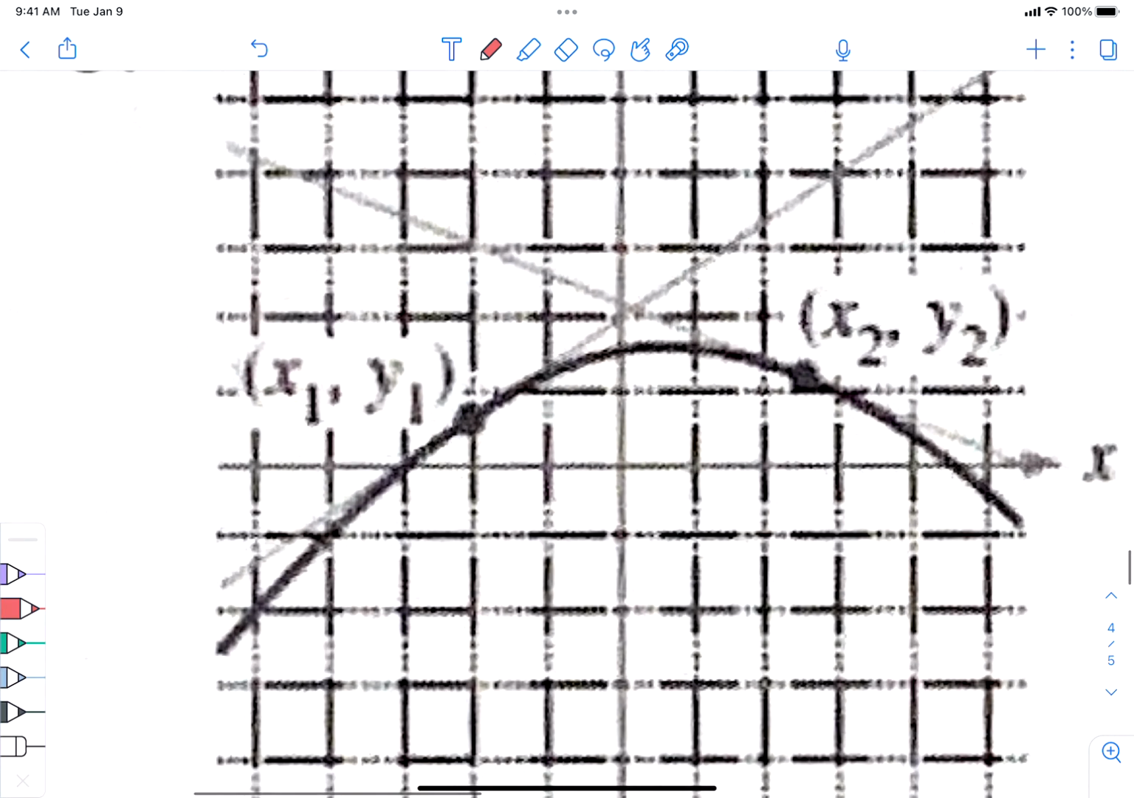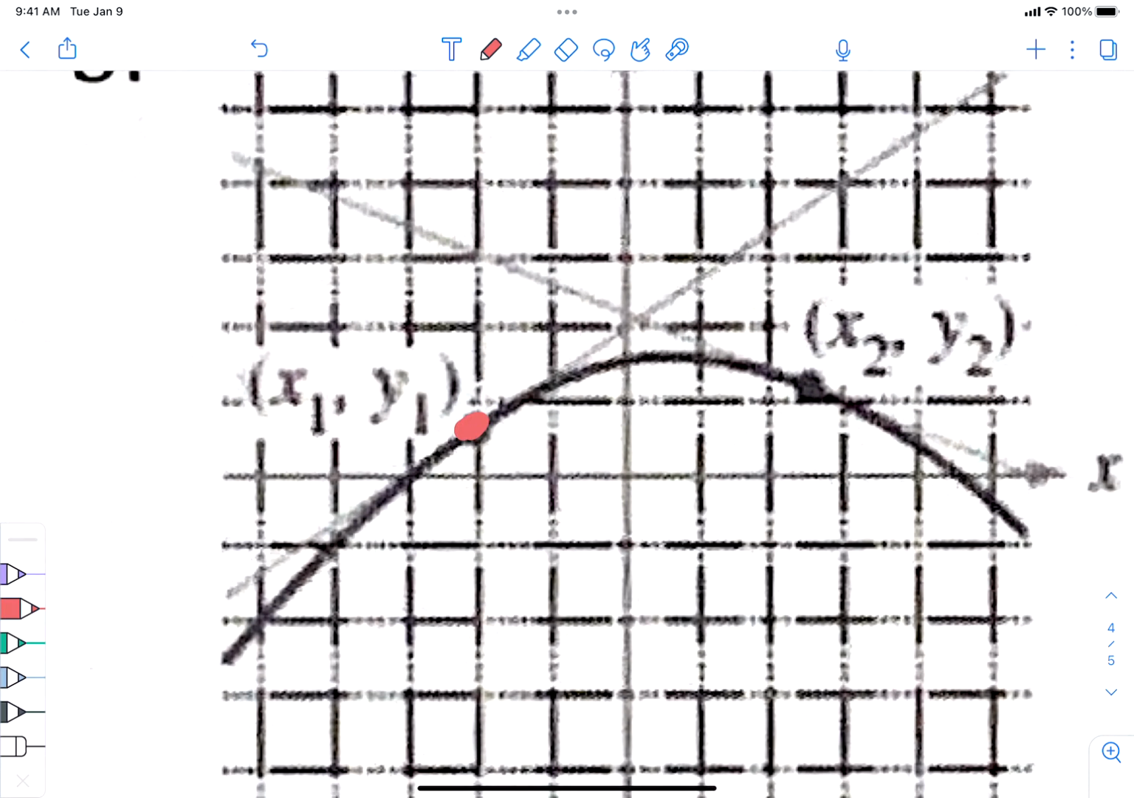x1, y1. This dot, where is his tangent? Let's pick some points where it crosses. I see this point and I see this point. What's his slope? Down 2 over 3. Yes, but from left to right he's going up 2 over 3. So 2/3.